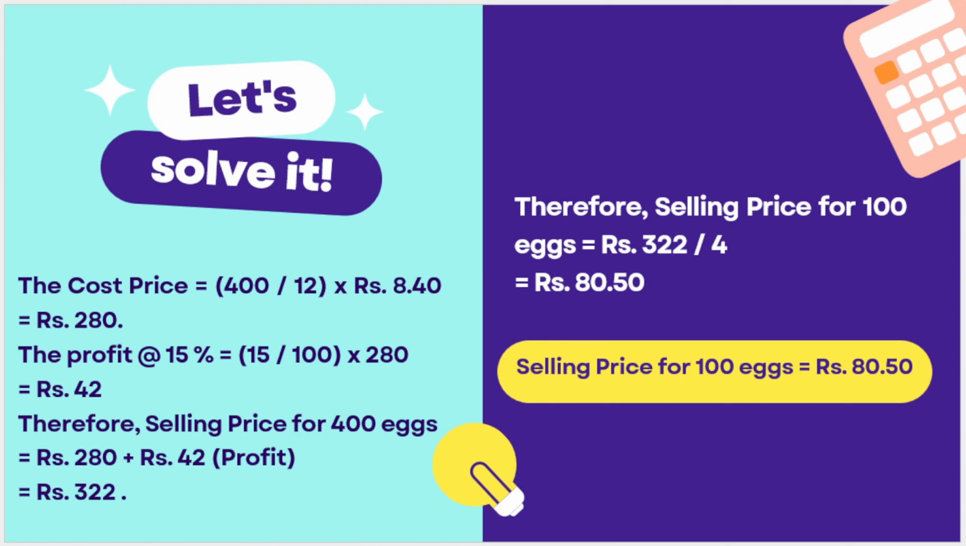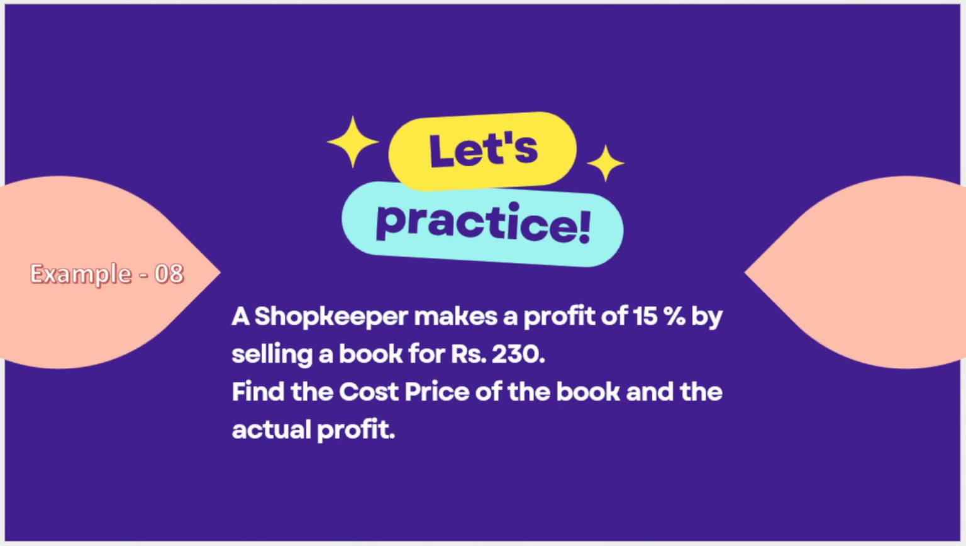Dear students, we have to keep in mind that the profit or the loss is always calculated on the basis of the cost price, and this profit is then added to the cost price, or the loss is subtracted from cost price to get the selling price. Whereas any type of discount is calculated on the basis of the marked price, and this discount is then subtracted from the marked price to get the selling price. Let us go to example number 8.